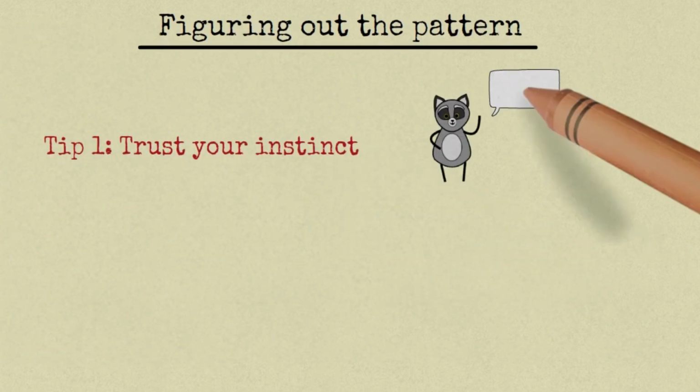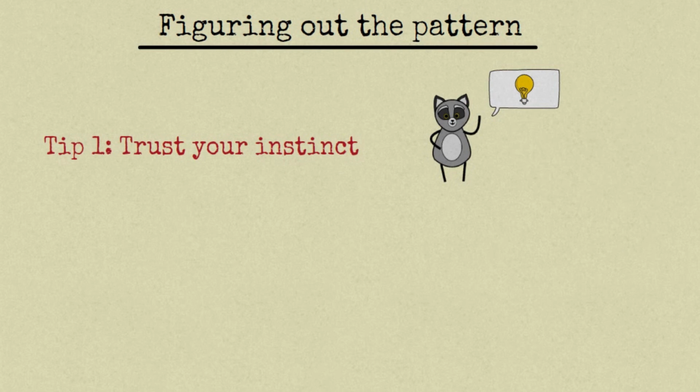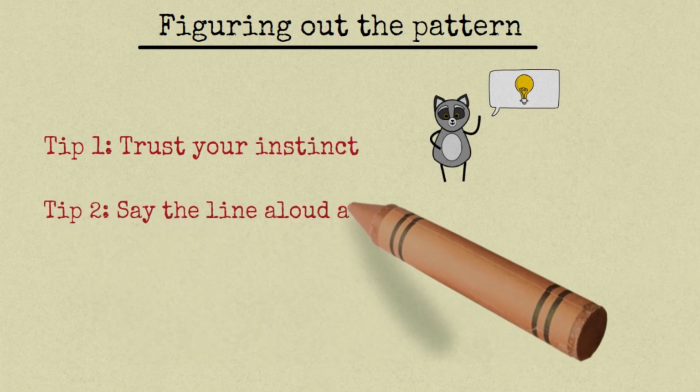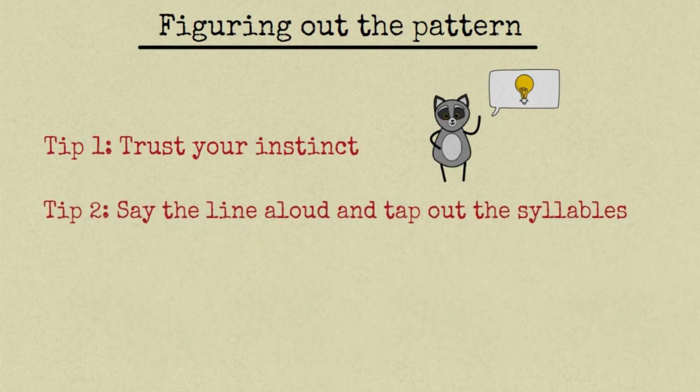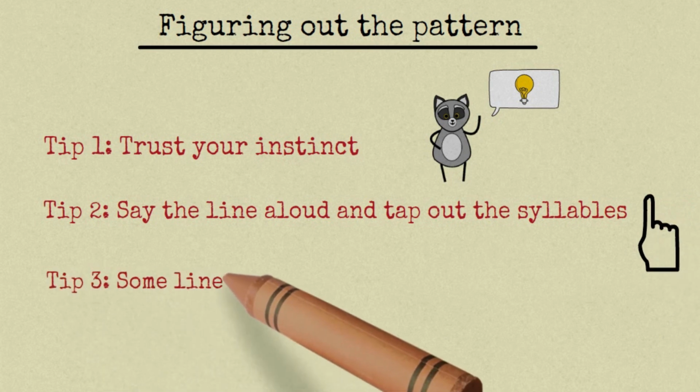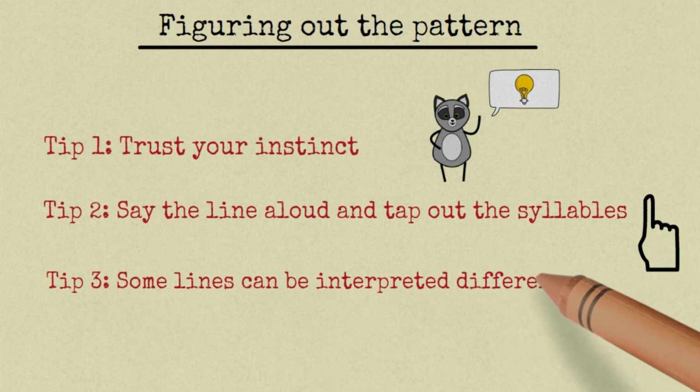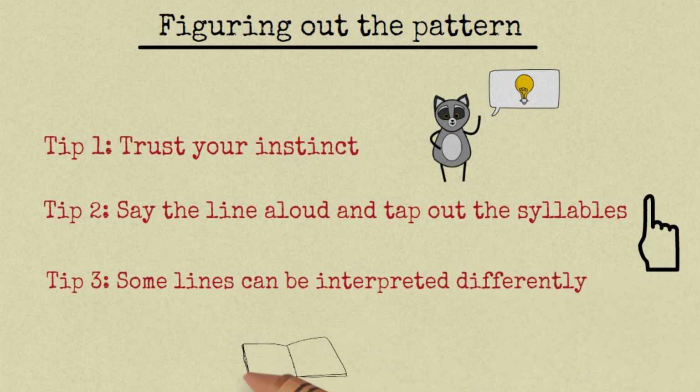Using your instinct is really important when you're trying to figure out the pattern of emphasis, but if you get stuck, just saying the line aloud or tapping out the stressed syllables will almost always point you in the right direction. Keep in mind that the analysis of some of these lines can be subjective, as it's up to us to use the clues that Shakespeare has provided in order to judge how a line is emphasized.